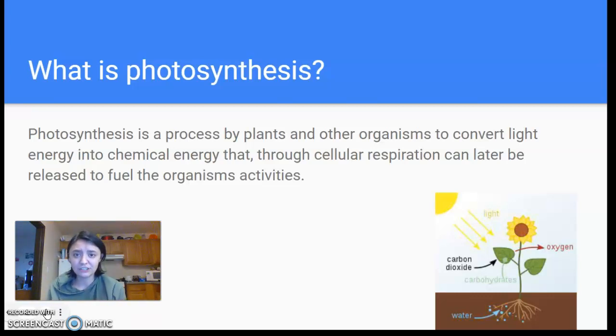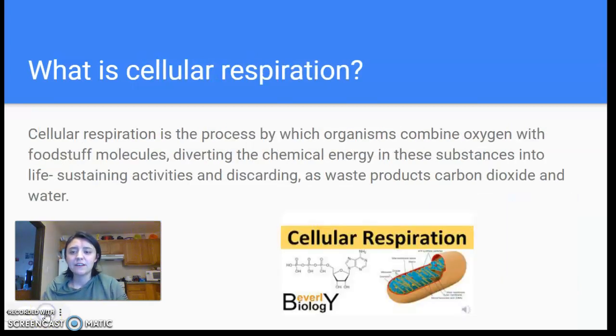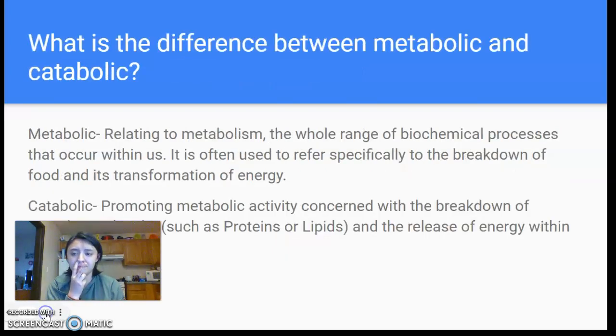Photosynthesis is the process by which organisms turn light energy into chemical energy. And then through cellular respiration, that can be restored later on and be released as fuel energy for the organism's other activities. So cellular respiration is the process in which organisms combine oxygen and foodstuff molecules and divert that chemical energy into the substances for life-sustaining activities. And they discard waste products such as carbon dioxide and water.